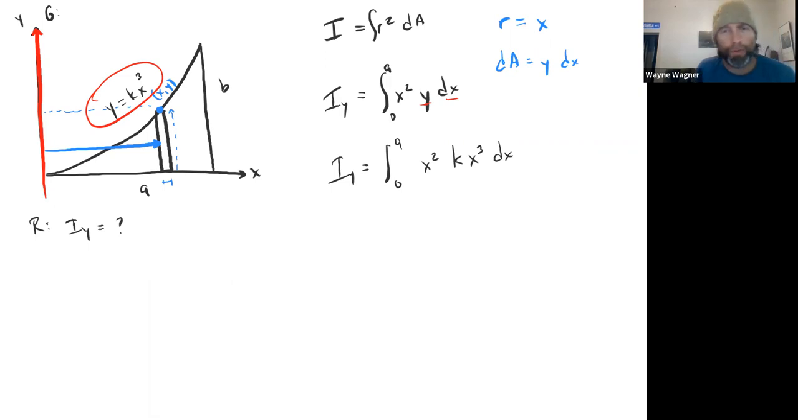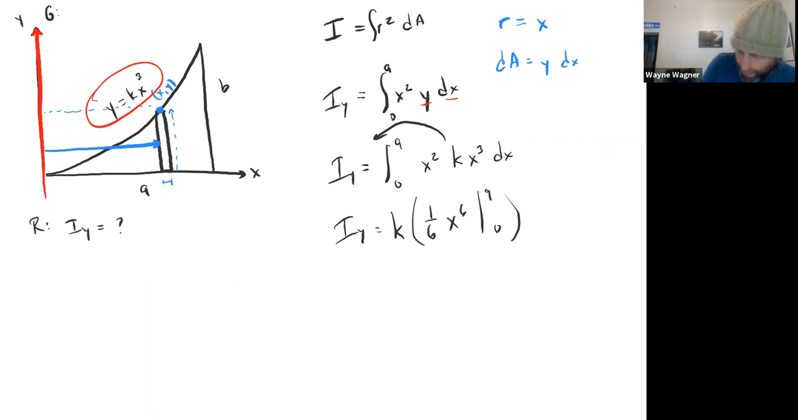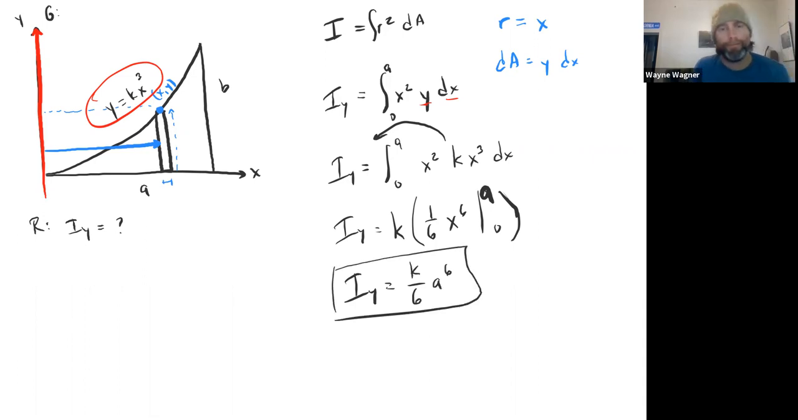Okay, so again, at this point, we're just doing calculus, right? So this will not be terribly interesting. I'm going to pull the k outside because it's a constant. I don't feel like dealing with it. So we'll get k out front. That leaves you x to the 5th. We'll make it x to the 6th, 1/6 of that from a to 0, like that. And then, oh, sorry, that looks like a 9. And then we'll get Iy equals, what's that? 1/6 a to the 6th, or k over 6 a to the 6th. Okay, questions?